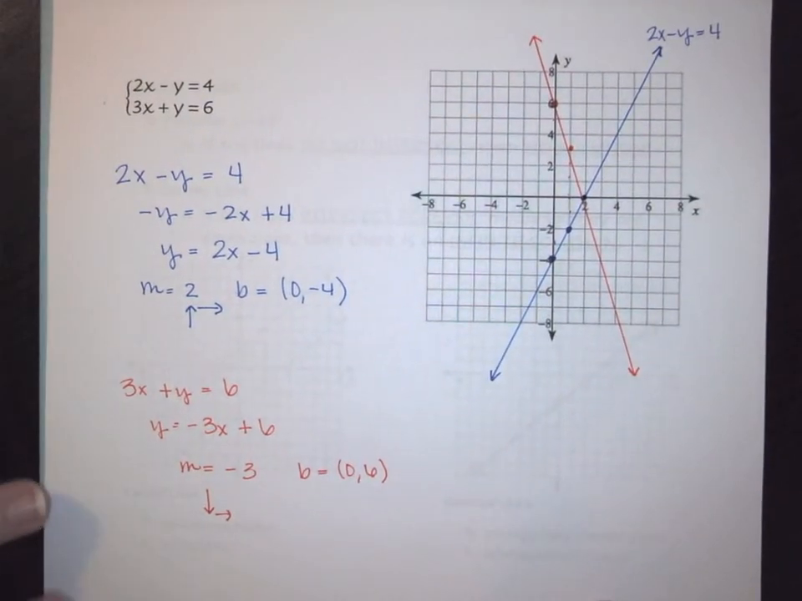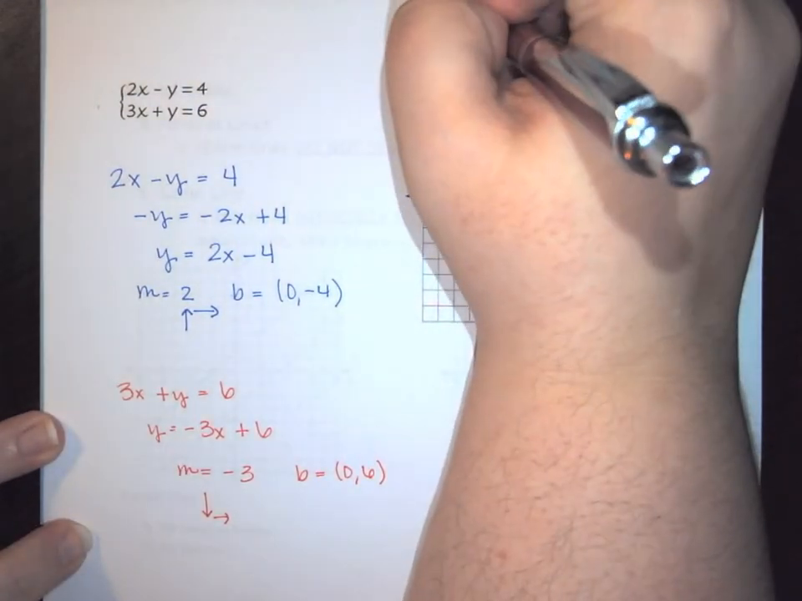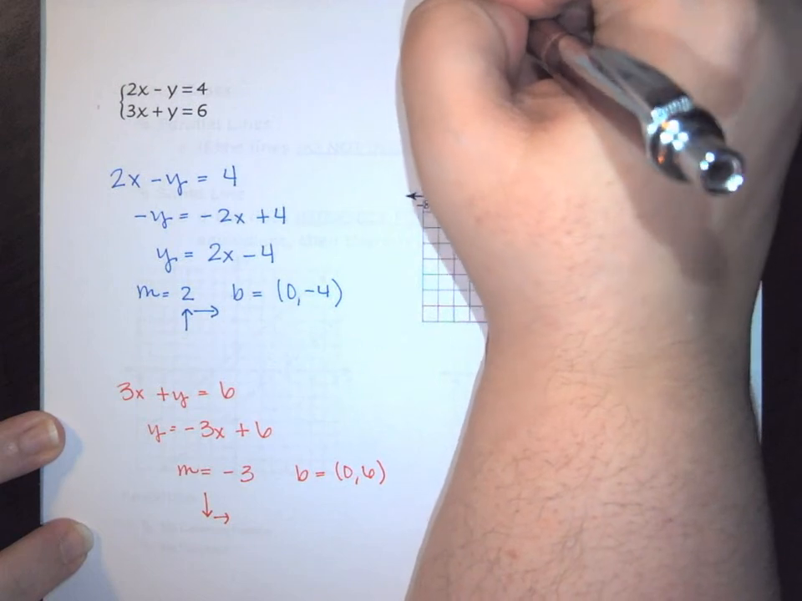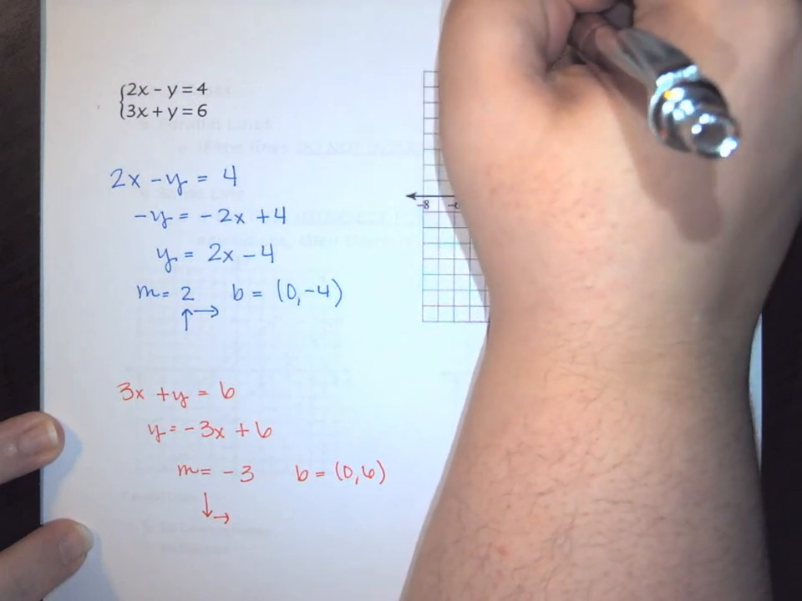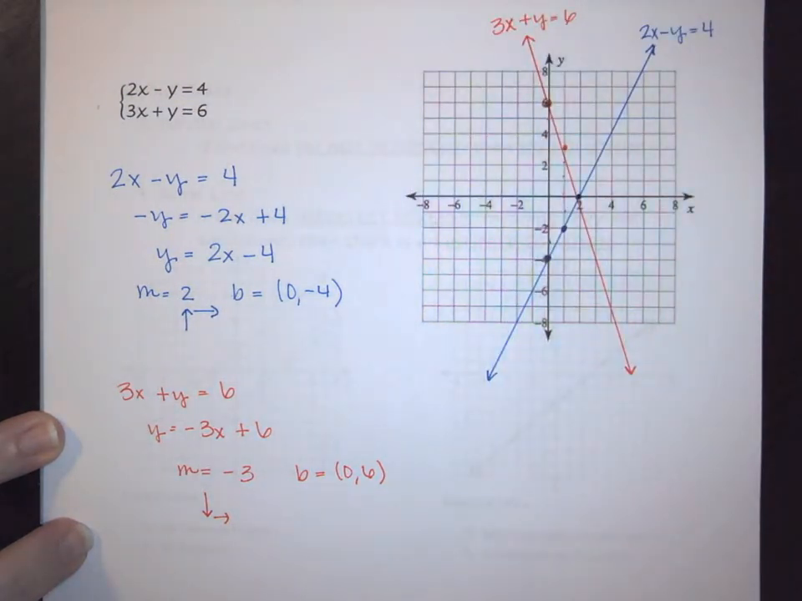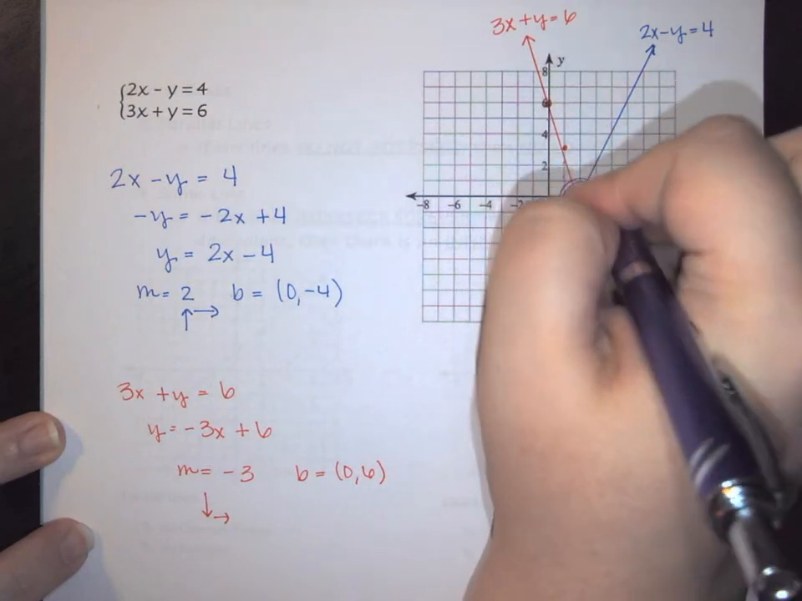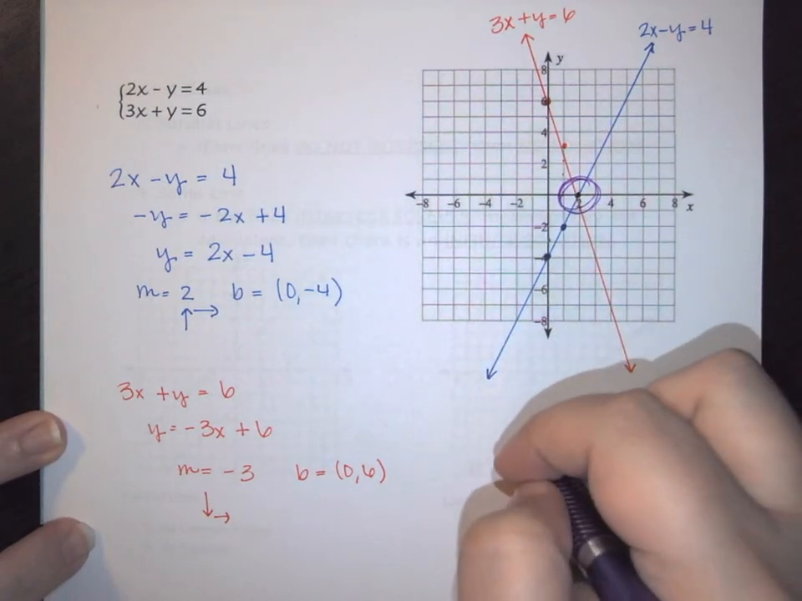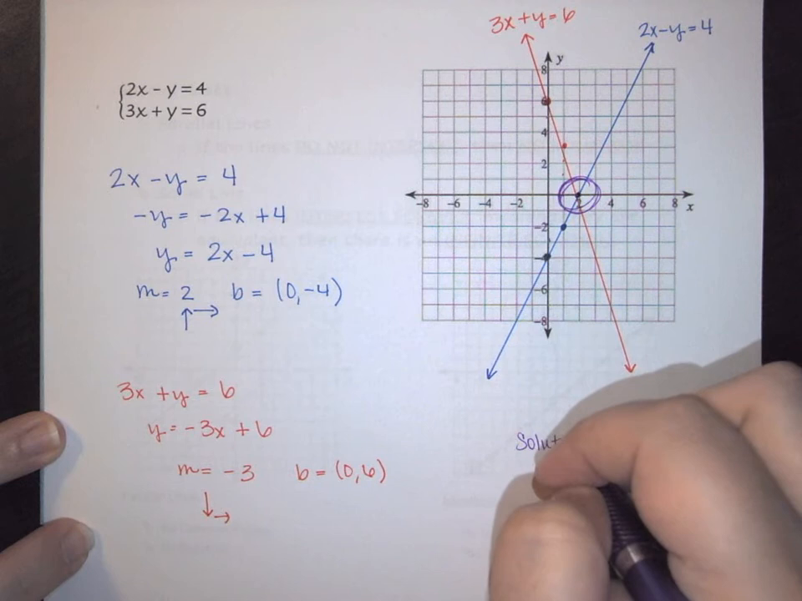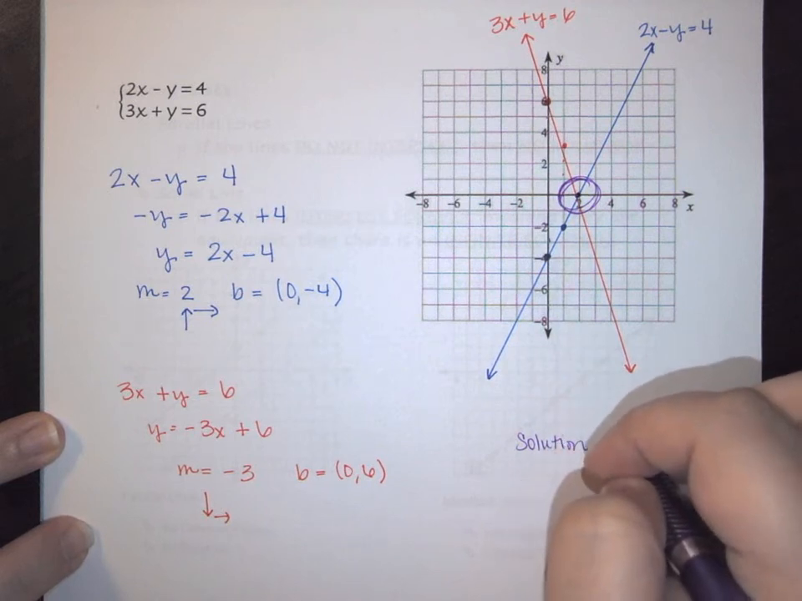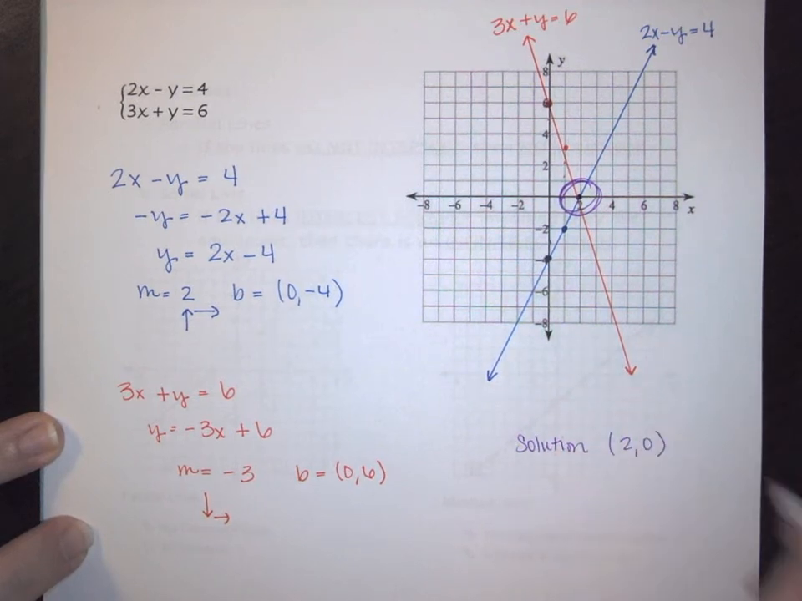So in this case, what we end up with is our 3x plus y equals 6 line. And just like before, we are still looking for that place of intersection. So in this case, our solution is the point 2, 0.